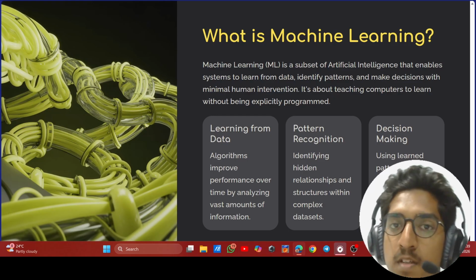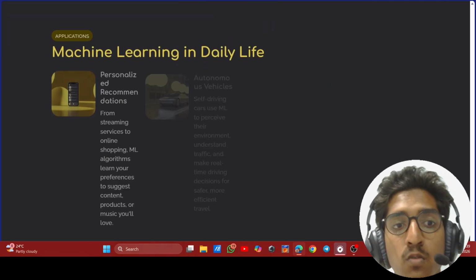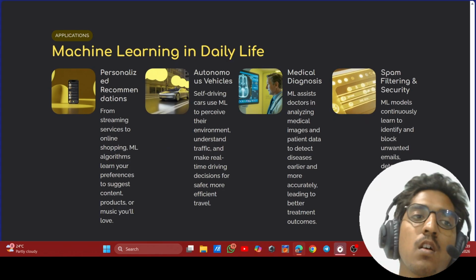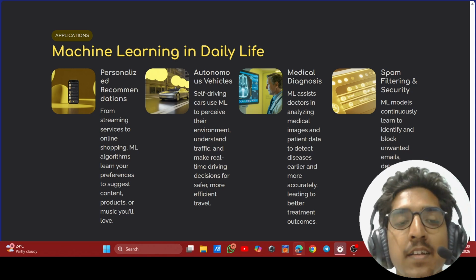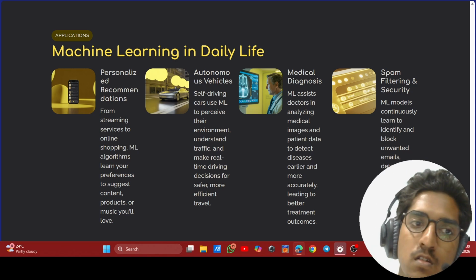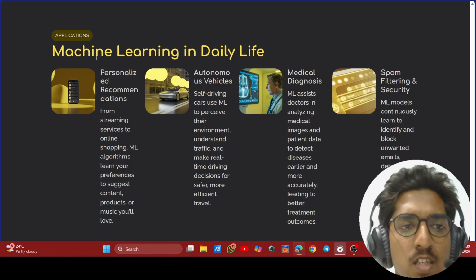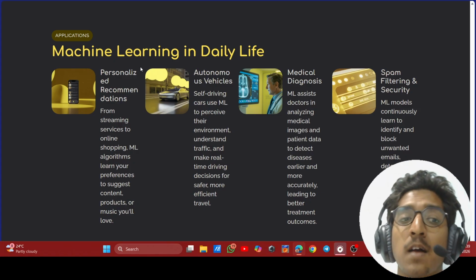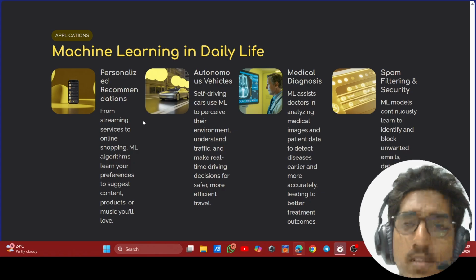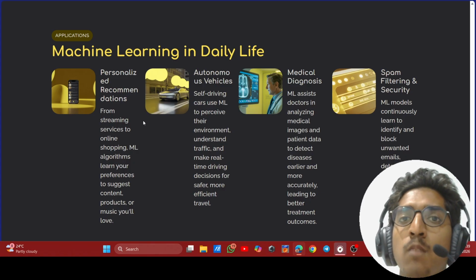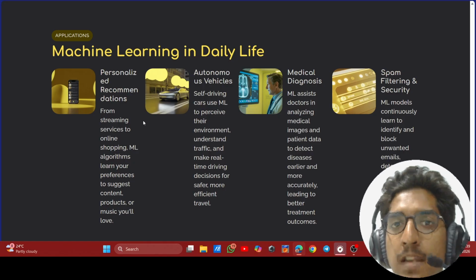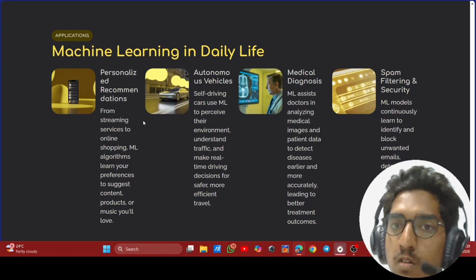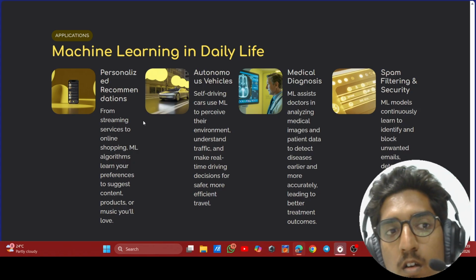So this is what machine learning is about. The next part is the applications of machine learning. So where is machine learning being applied in our daily lives? The first example is personalized recommendations. So what do you mean by personalized recommendations? As you can see, when you order one item from Amazon or Flipkart, then that same product will be suggested during our next search. Okay, so this is machine learning.